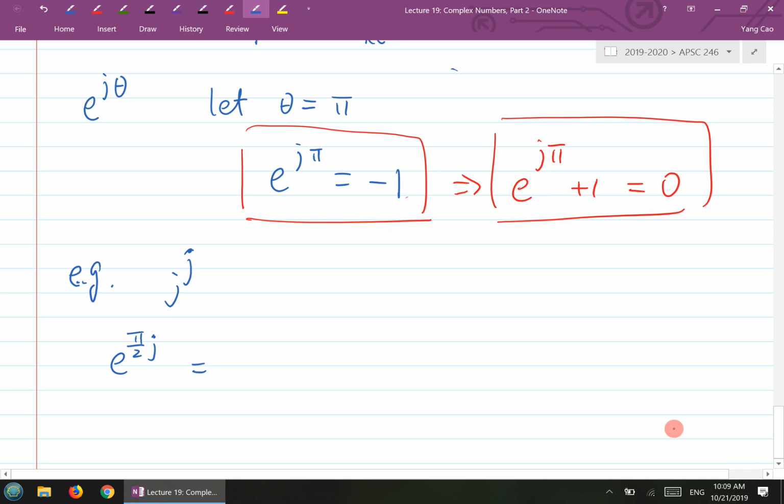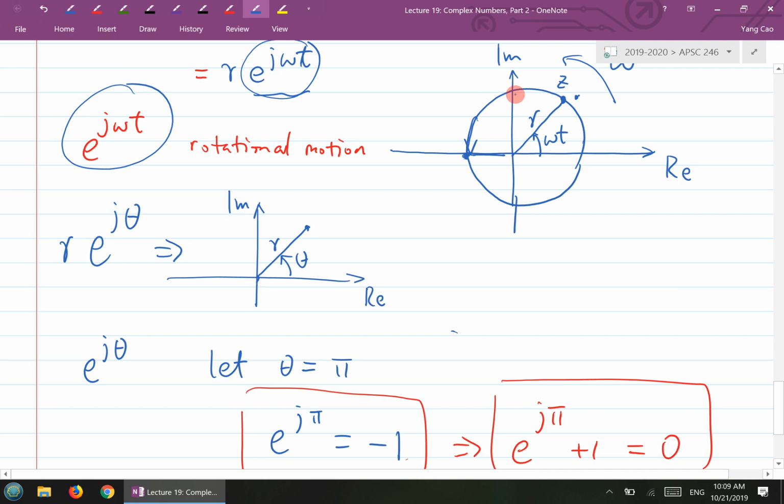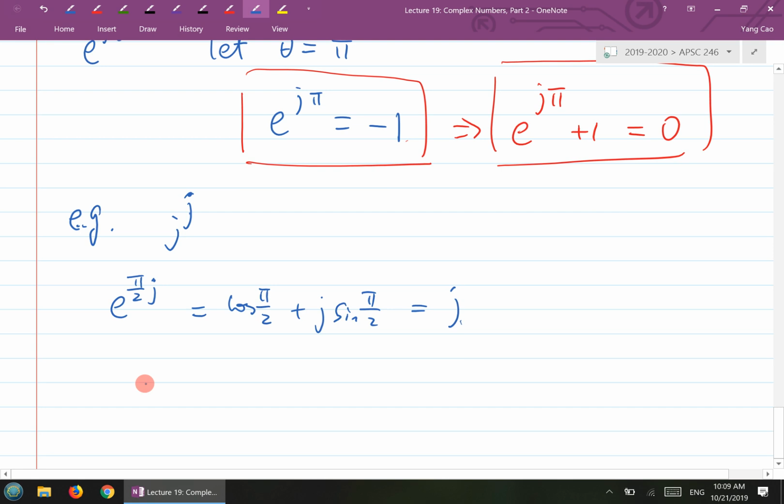If I calculate e to the power of pi over 2 j, I will get a j here, basically. So it's like this rotation. You start from 0. If you rotate 90 degrees, you're on the imaginary axis, that's j, right? So j basically is this guy here. So then j to the j, I can write as e to the power of pi over 2 j, and then to the power of j.